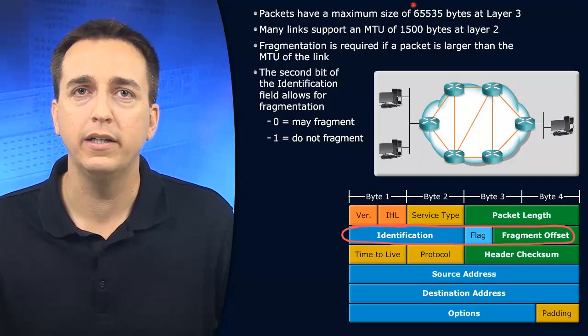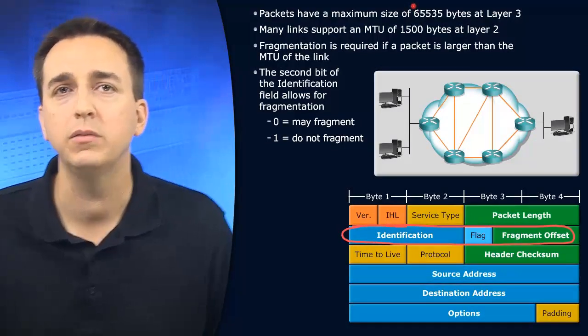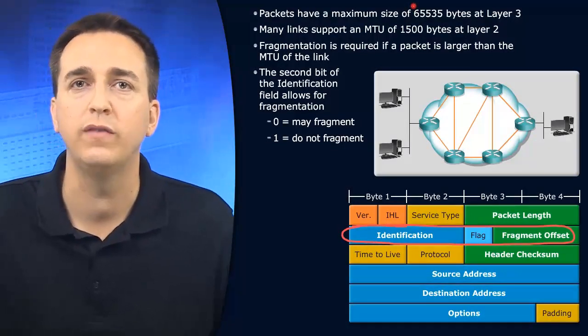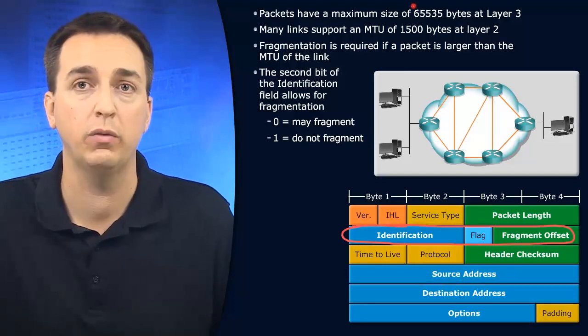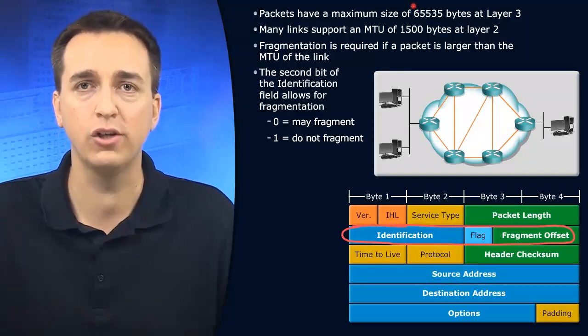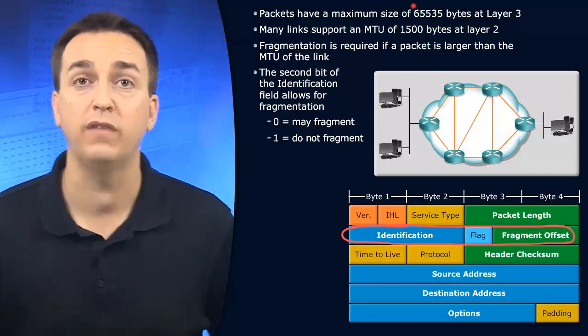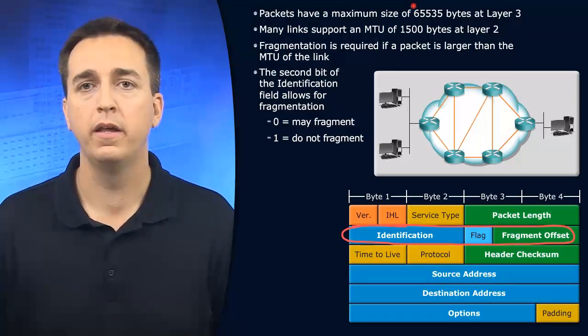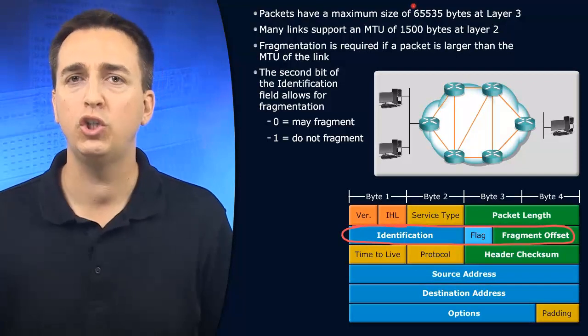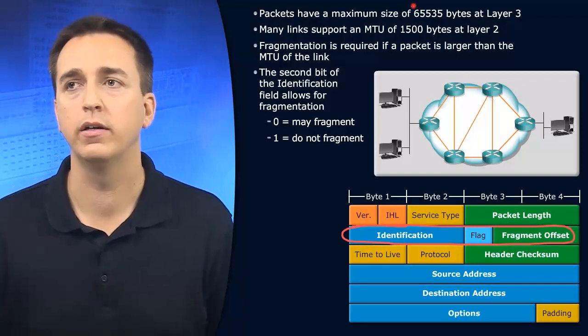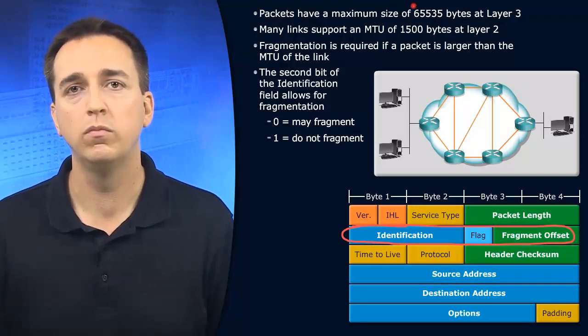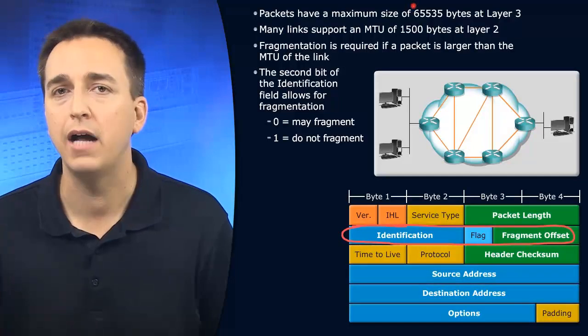Look what it says here. It says packets have a maximum size of 65,535 bytes at layer 3. Hey, that's cool. So you're telling me that I could have a single packet with 65,535 bytes. Yeah, you can. But will I be able to transmit that across the network? No, you won't. Why is that?